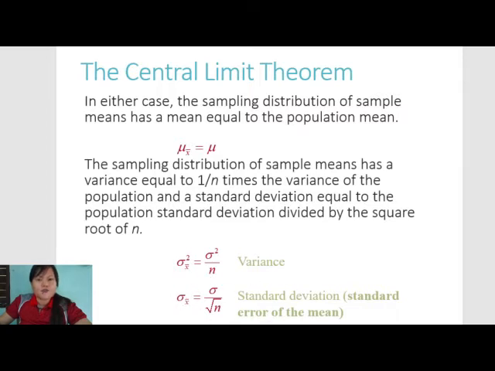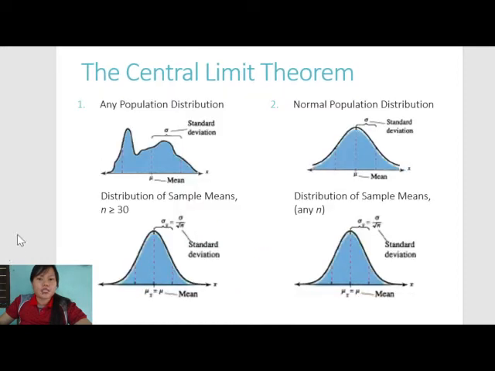Same formula still applies for the central limit theorem. So any population distribution has a standard deviation, and the distribution of sample means, where n is greater than 30, is the result. For a normal population distribution, we have here the standard deviation. Then the distribution of sample means at any n would be equal to your standard deviation in this scenario.